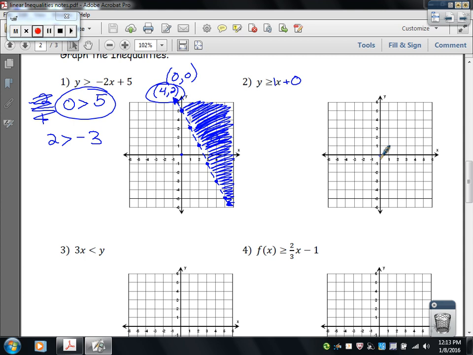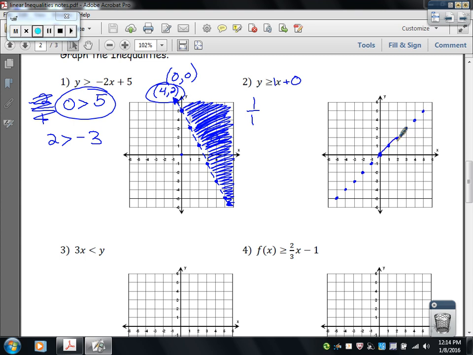So this guy, I'm going to start right here. What's my slope? 1. Don't say 1, 1. You say 1 over 1. So from here I go up 1 to the right 1, up 1 to the right 1, up 1 to the right 1. Instead of doing up 1 to the right 1, I can go down 1 to the left 1, down 1 to the left 1, down 1 to the left 1. Is this going to be a solid line or a dashed line?